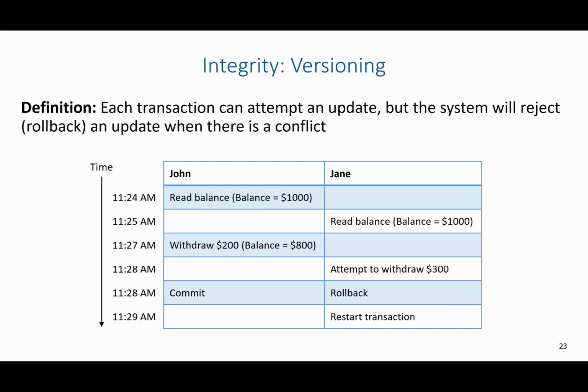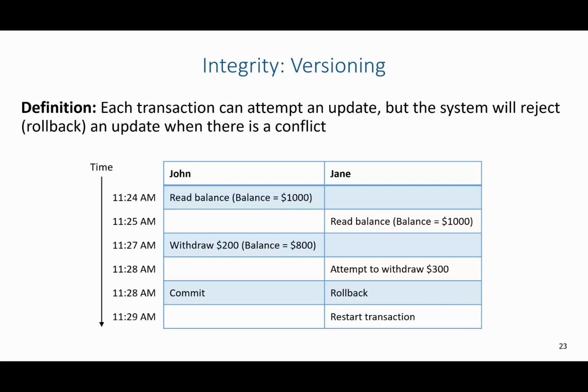So for example, if John and Jane both own a bank account together, let's say they're husband and wife, and John reads that they have a remaining balance of $1,000, and Jane also reads that they have a remaining balance of $1,000. Let's say that John began to withdraw $200 from the bank account, and then Jane attempted to withdraw $300 at the same time. John's $200 would be committed, and Jane's would be rolled back, and she would have to restart the transaction all over again.